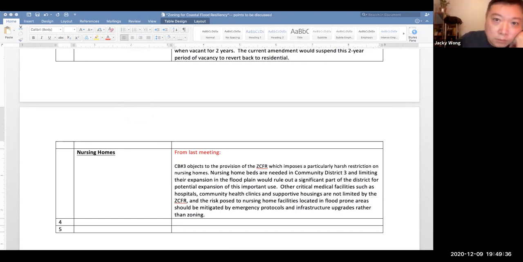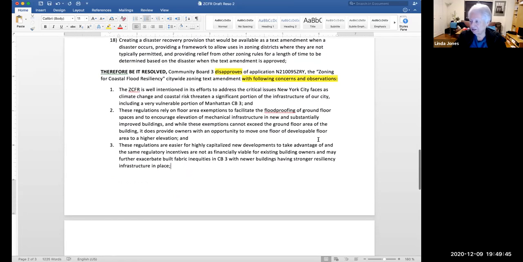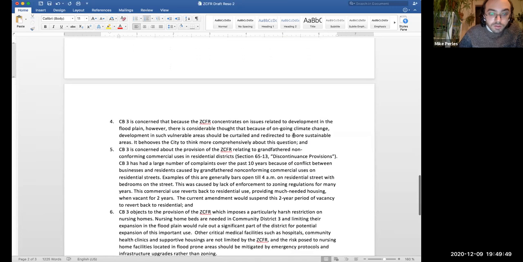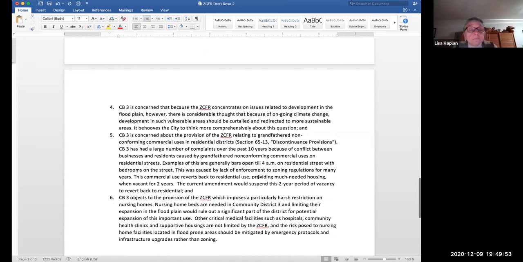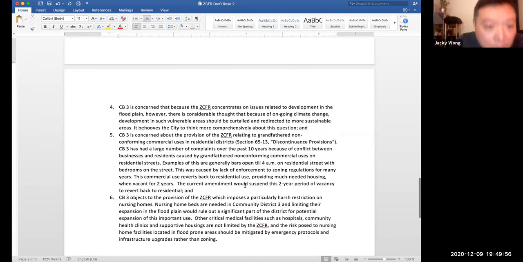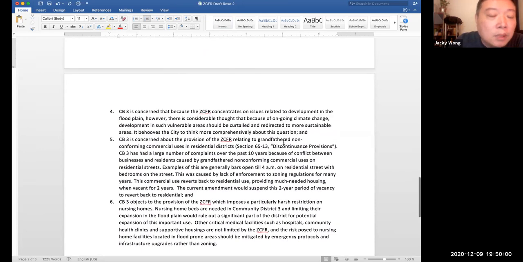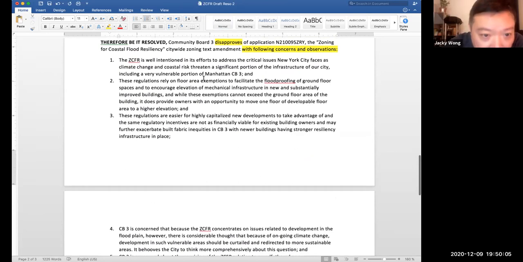Okay. I'm sorry, am I sharing the reso? No, sorry about that. There you go, that's good. Okay, so I added those 3 points. Do we have that second point in the reso, regarding zoning is not the best tool? Do we have that here? Oh, no, you're right. We don't.